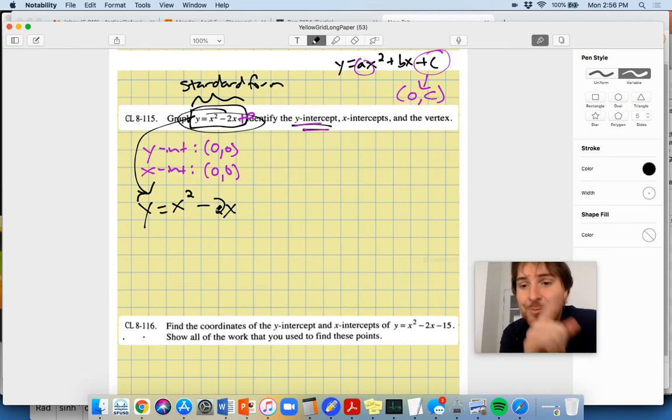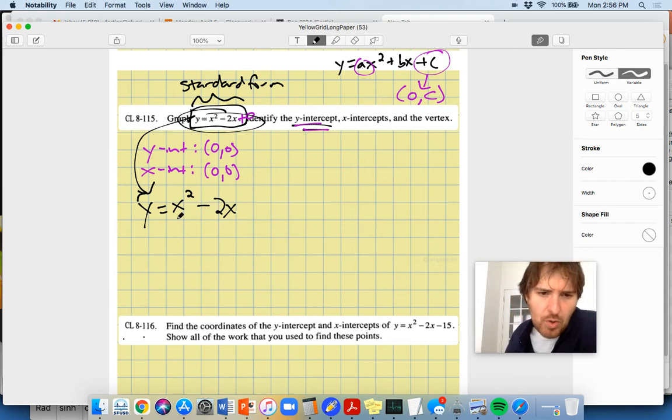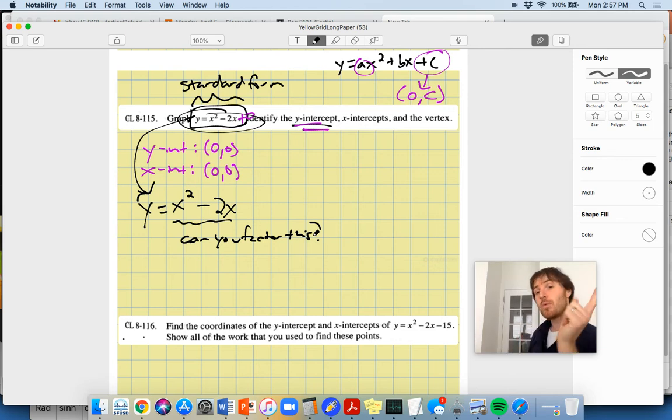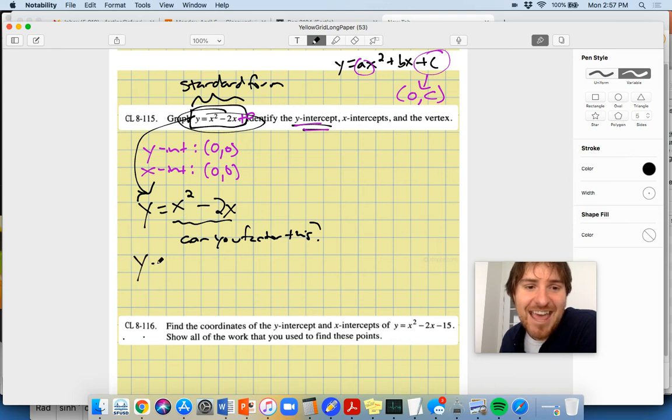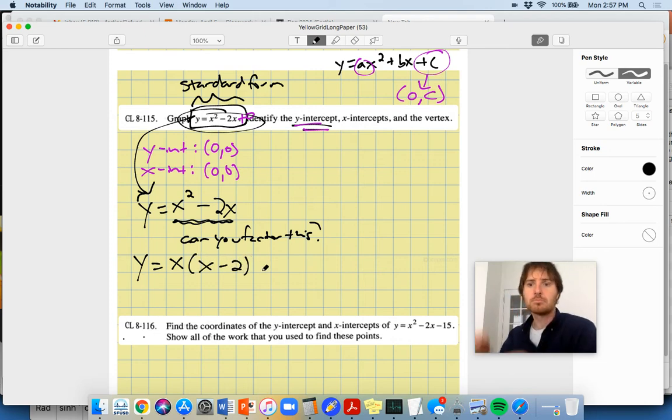So the question is, we've studied this right before we started this unit. Can you factor this? So maybe we can get this parabola's equation written in factored form. This is x squared minus 2x. What's the common factor? Yeah, the common factor here is x. So x squared minus 2x is equivalent to x times x minus 2.